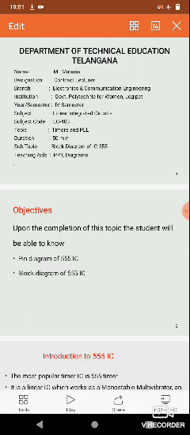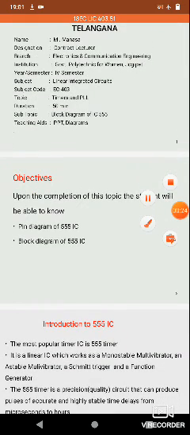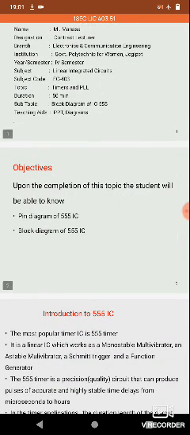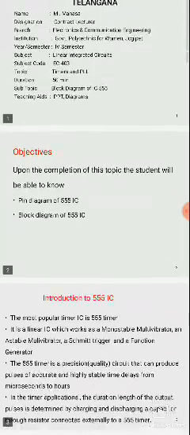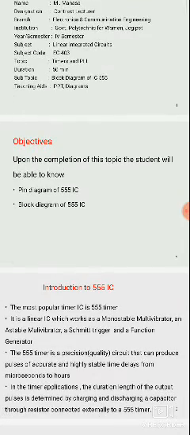Today I am going to discuss timers and the PLL unit. This is the fifth unit of our LIC subject. The fifth unit is timers, and it also contains PLL. PLL stands for phase lock loop. In this first session, we are going to learn the pin diagram and the block diagram of the 555 IC. IC stands for integrated circuit.